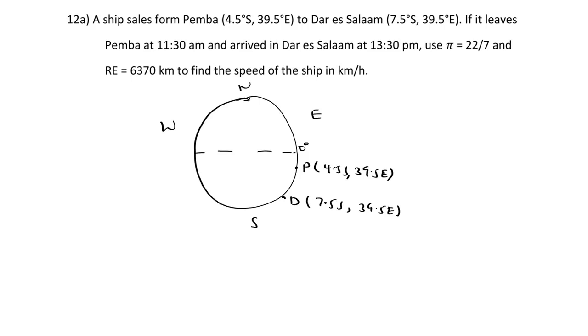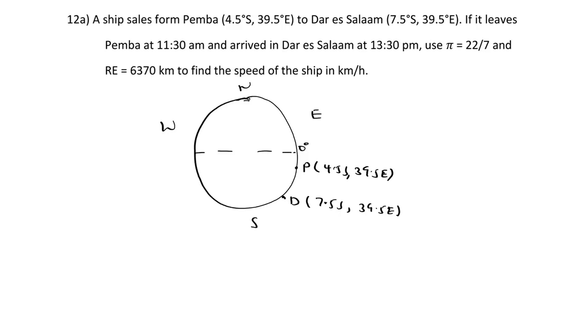Okay, so from the sketch above, we can see that Pemba and Dar es Salaam are located on the same longitude line. The line is at 39.5 degrees east, and they are on different latitude lines, 4.5 degrees south and 7.5 degrees south.